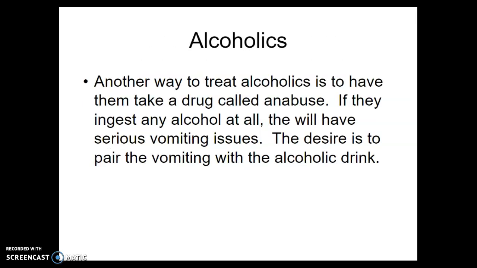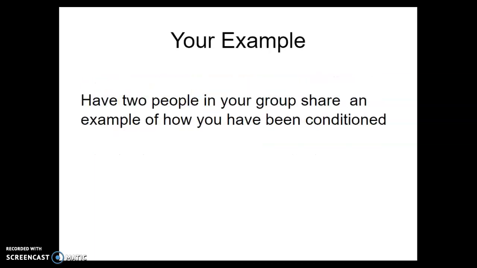Another way to treat alcoholics is to have them take a drug called Antabuse. Antabuse basically makes them very ill if they take it and they drink alcohol. So if they ingest any alcohol, I mean, we're talking serious vomiting issues. The desire is to pair the vomiting with the alcoholic drink so that they will not want to drink anymore.